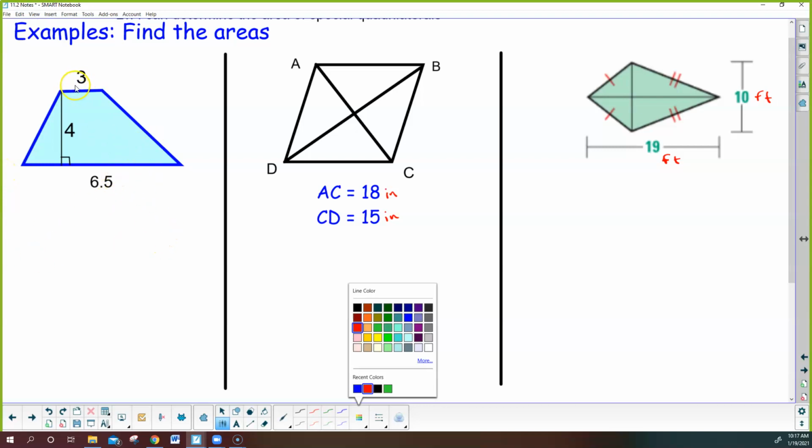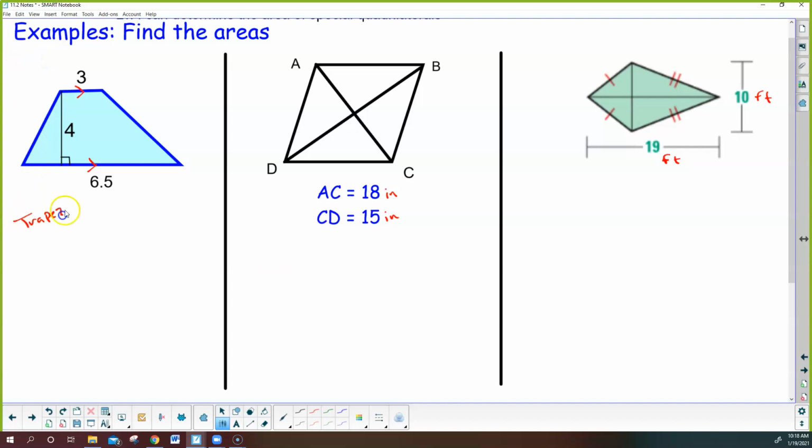Now you might have thought, don't we need more information for this? And the answer is yes, we probably should have had the parallel line symbols here. But what does that tell us? It tells us we have a trapezoid. And the next thing I would do is write the formula out. What is the formula for a trapezoid? It's 1/2 base 1 plus base 2 times the height.